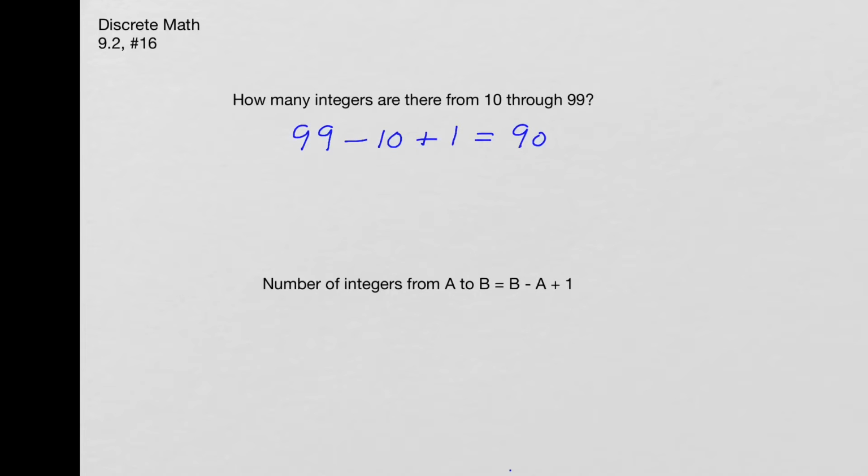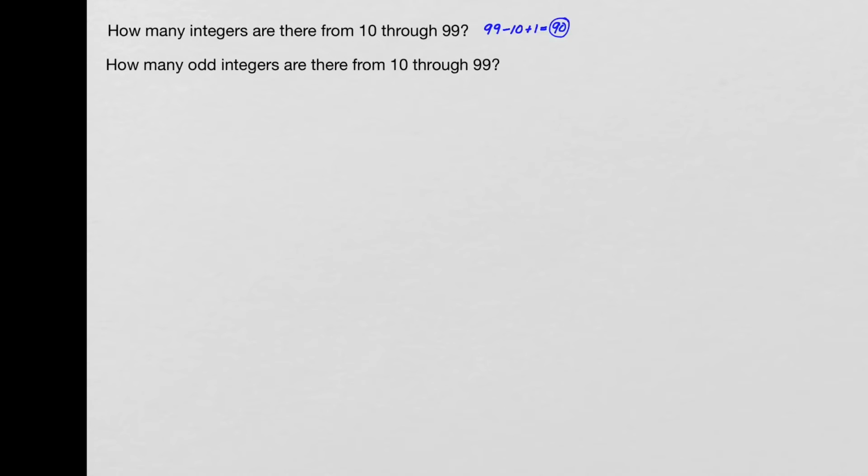Let's take a look at the next question. Now we want to know how many odd integers there are from 10 through 99. So we know that there's 90 altogether, and every other integer is odd. So that means that half of those will be odd. So we'll take the 90 divided by 2, and that gives me 45 for this one.